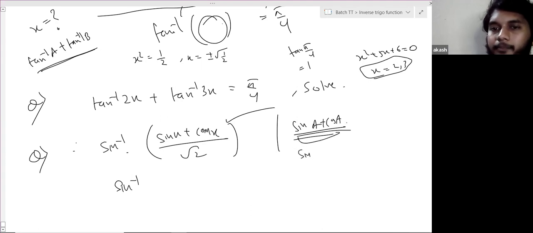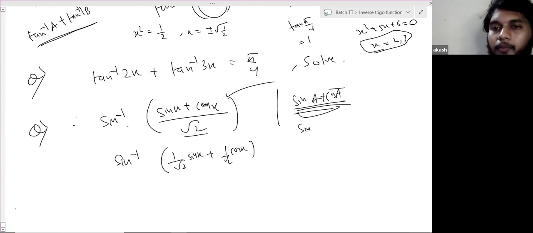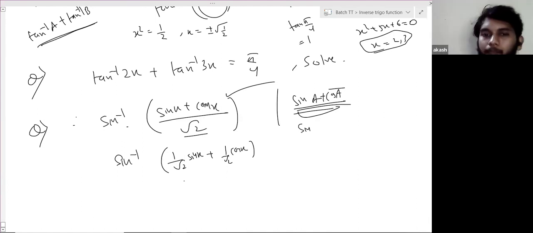And how to do that? Not writing cos as 90 minus a. No. We can divide this √2 as 1 upon √2 sin x plus 1 upon √2 cos x. Yes or no? Both of you, this is clear? Yes, sir. I just separated √2. Now this is sine inverse, so I need sine of something, right? So that I can write this easily.